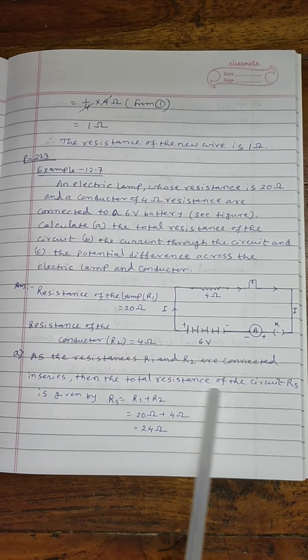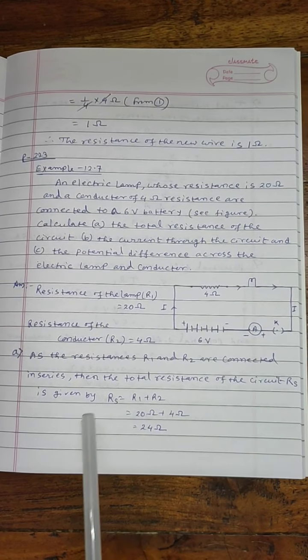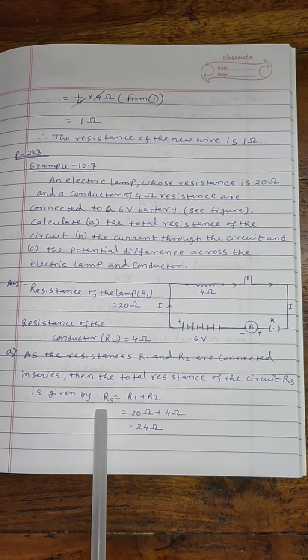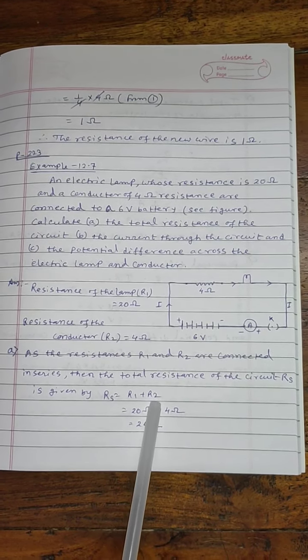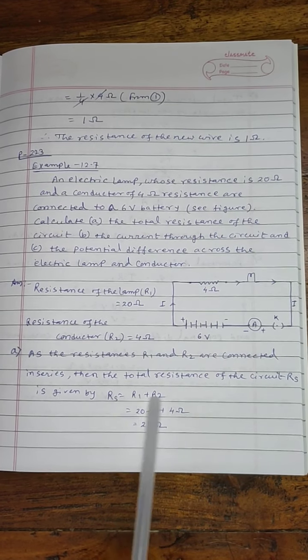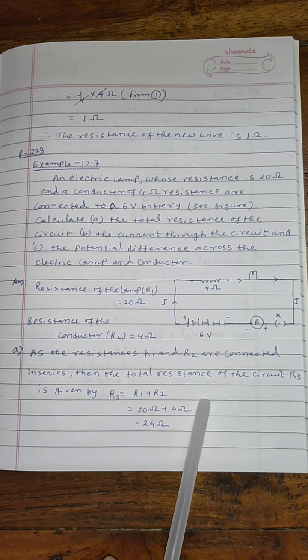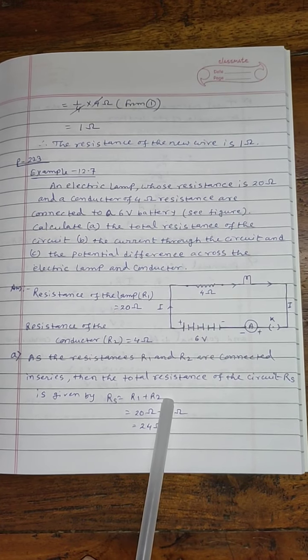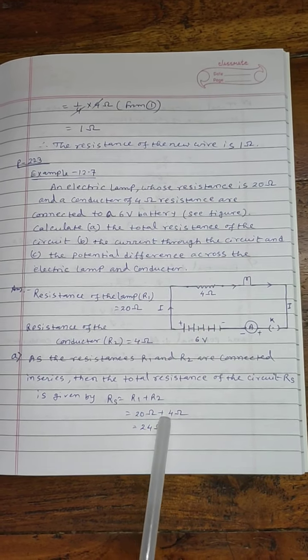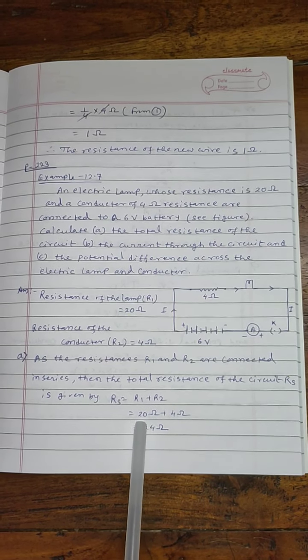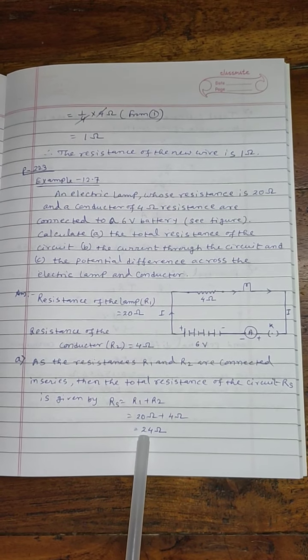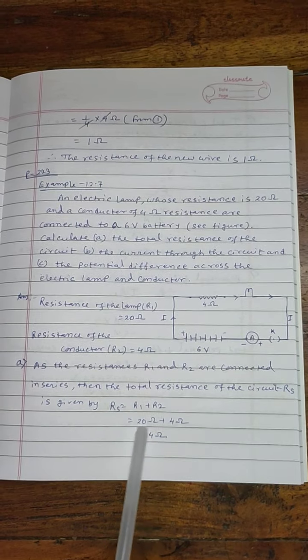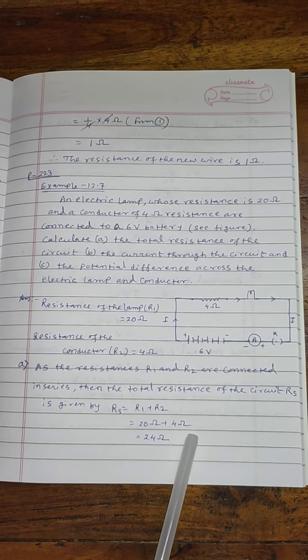then the total resistance of the circuit RS is given, for series connection, by the formula RS is equal to R1 plus R2. However many resistances there are, just by adding we can get the total resistance. The formula is already given to you through the audio, and it is even available in the textbook. So 20 plus 4 becomes 24 ohm. So the total resistance in the circuit is 24 ohm, because it is connected in series.